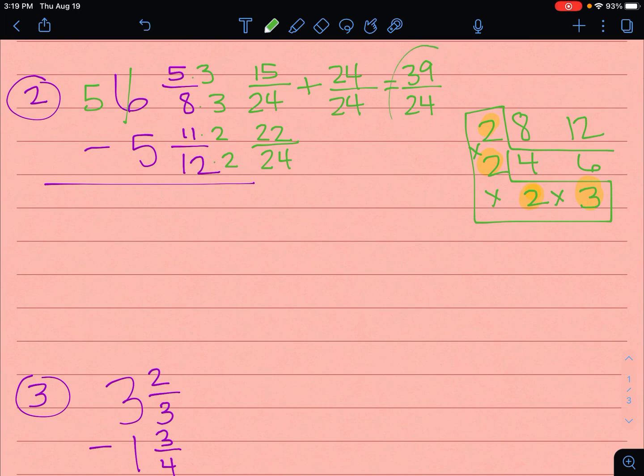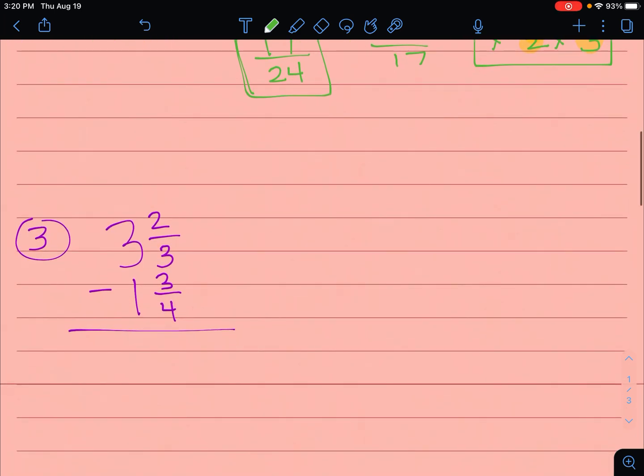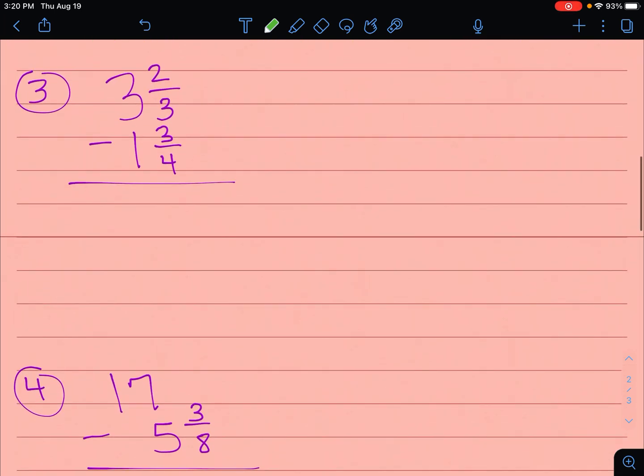And 39 now is big enough to take away the 22 that we needed. But 39 is improper, Mrs. Cornwell. Don't worry, because we're about to take a whole bunch of them away. And so 39 minus 22 is 17. 17/24 is our fraction, and 5 take away 5 is nothing, so we just have that for our answer with no whole number. Great job. Pause and rewind as needed.